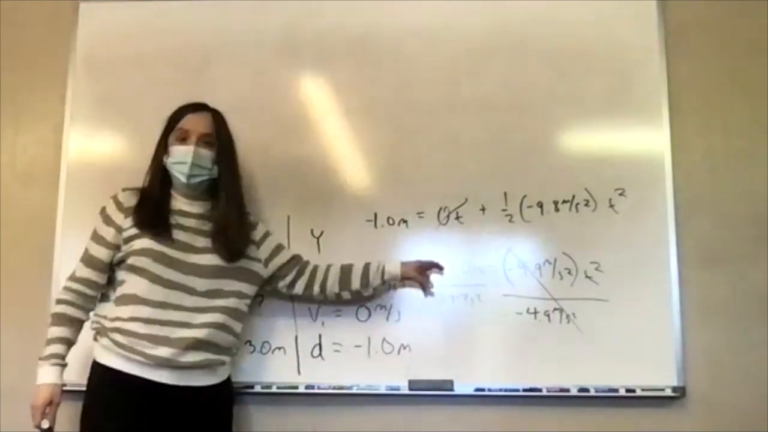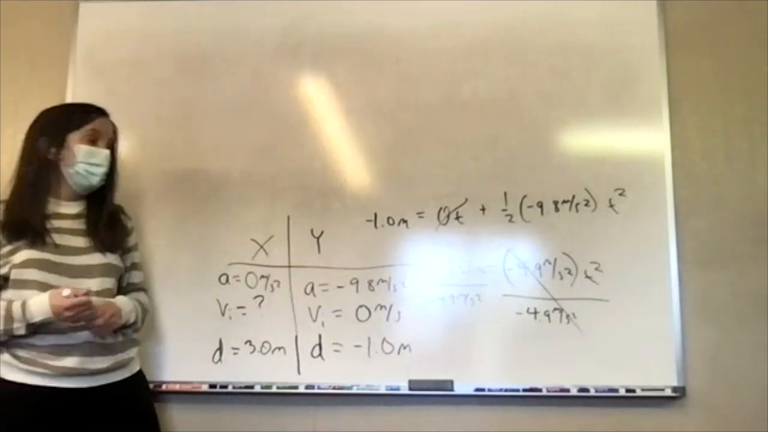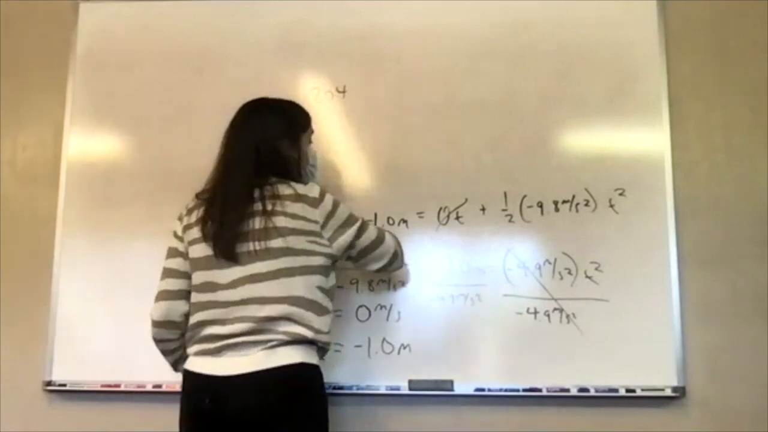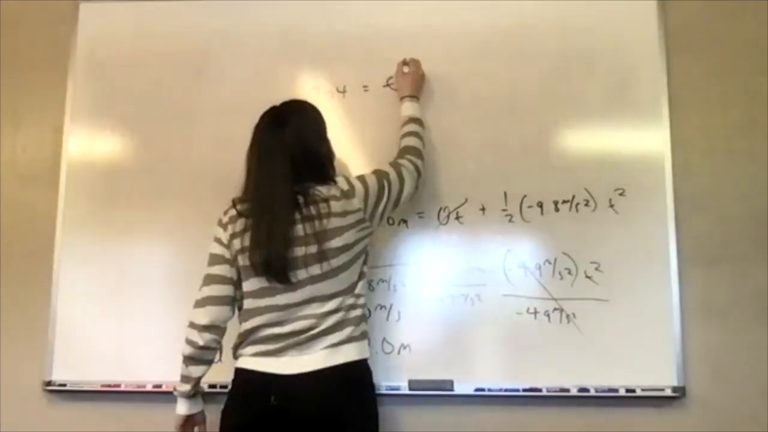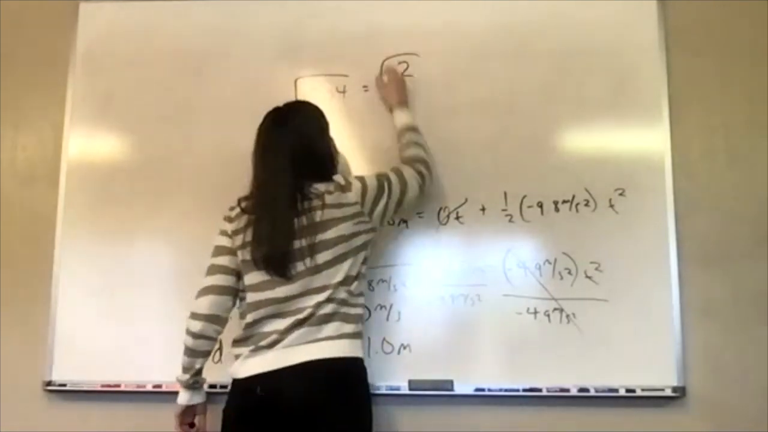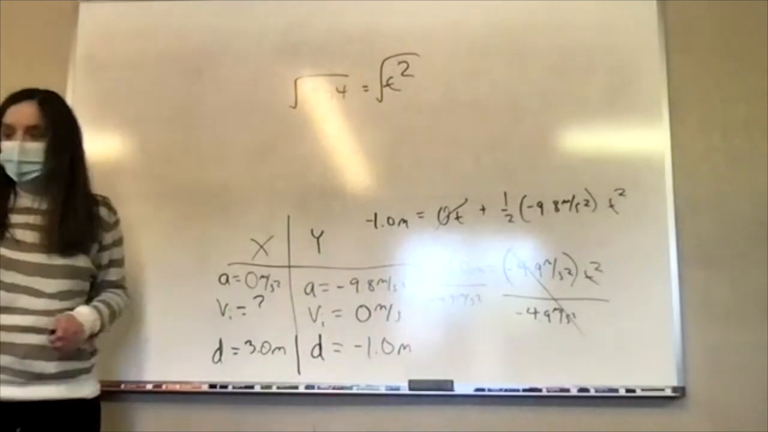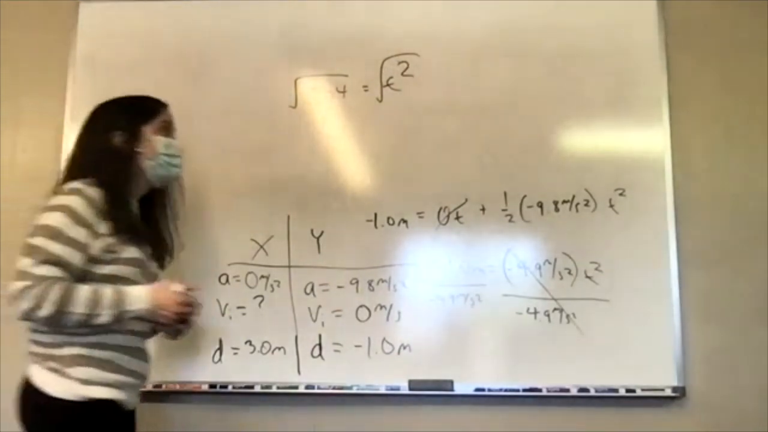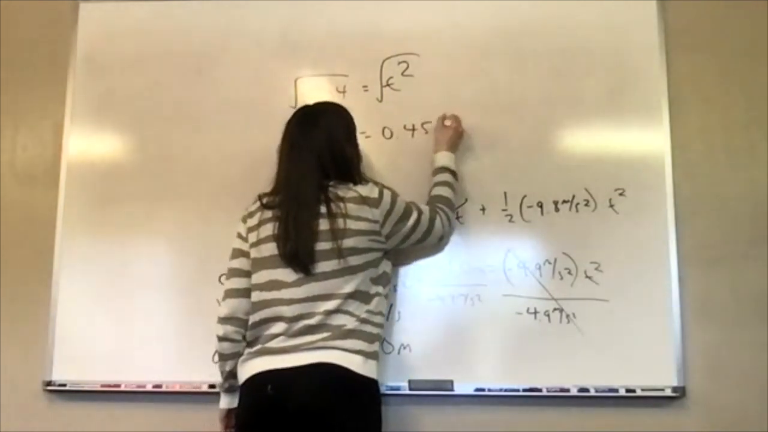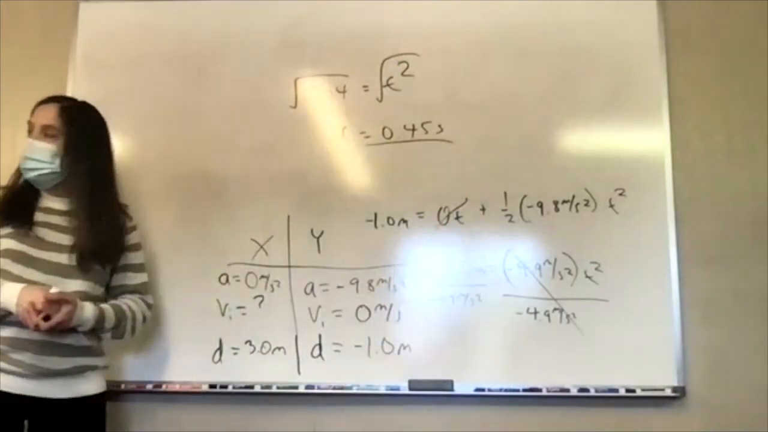Does anybody have this? When we do 1 divided by 4.9, what did we get for that? 0.204 equals t squared. Square root both sides and solve for t. Okay. 0.45 seconds. So that's how long it's in the air for.